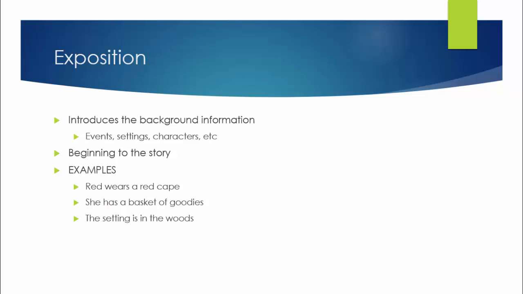Exposition is our first step in the literary pyramid. Exposition introduces the background information. So it's the introduction to the story, or the beginning. For example, it would be the events, the setting, and the main characters they might introduce in this section. For example, if we were to read Little Red Riding Hood, the beginning, or the exposition, would be that she wears a red cape and that she has a basket of goodies, and then you can tell that the setting is in the woods.